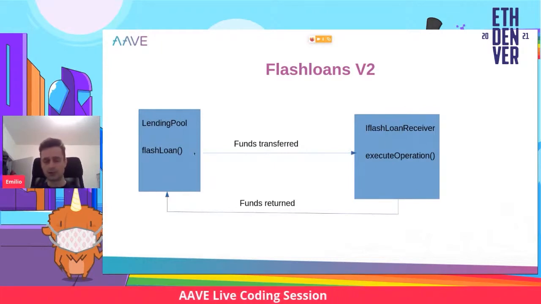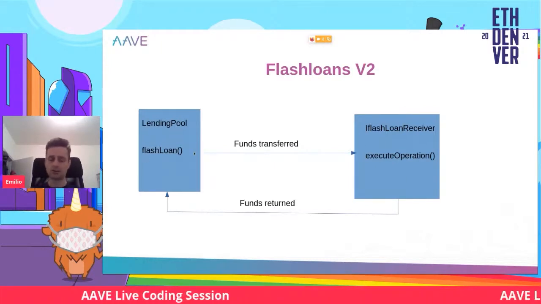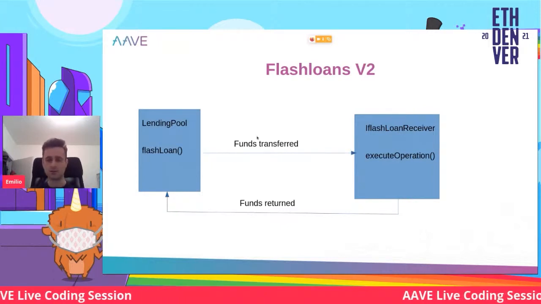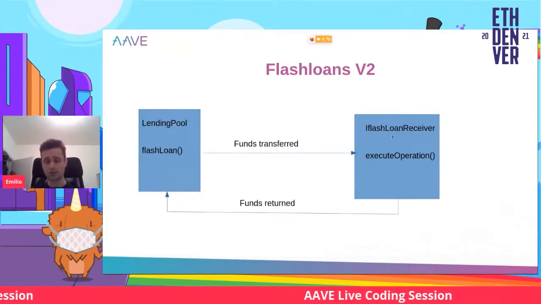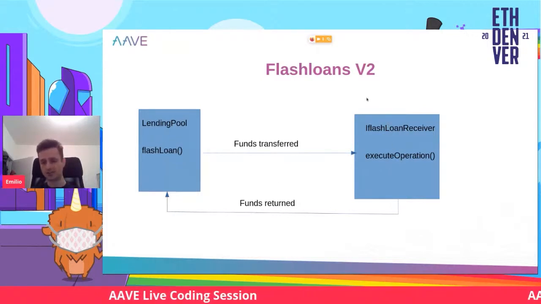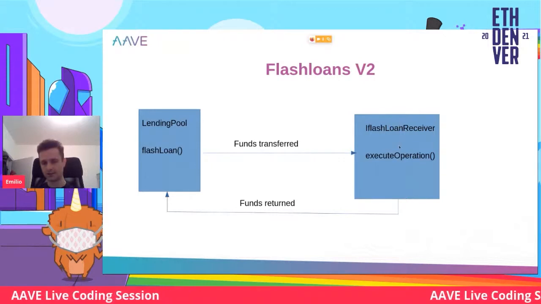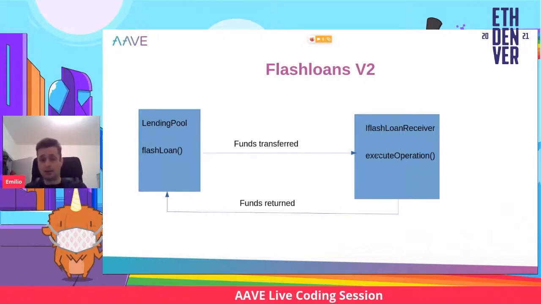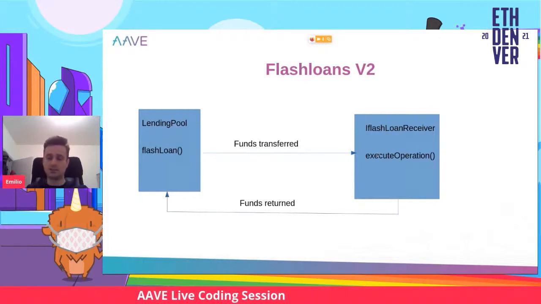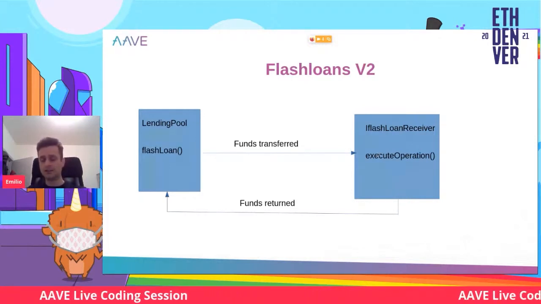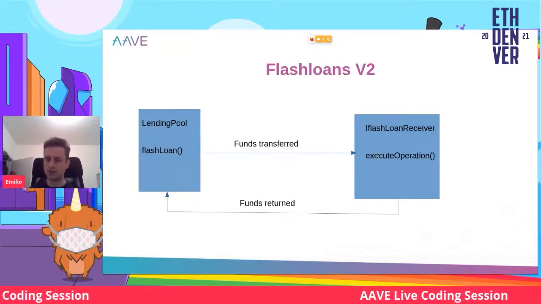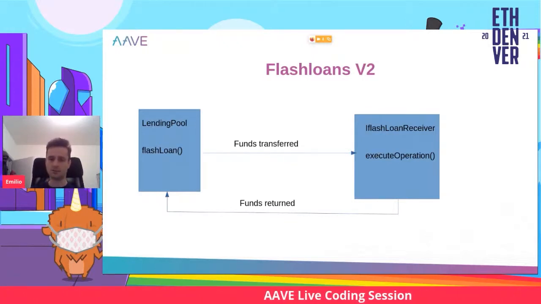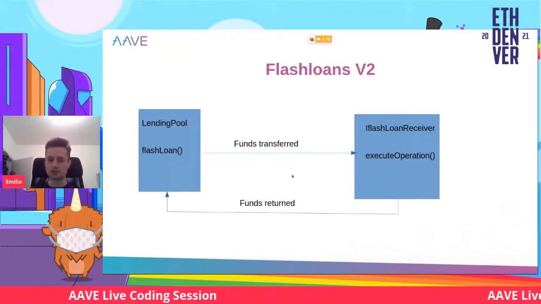If you are familiar with the concept of ERC20 approvals, what happens is that this contract approves the lending pool to essentially withdraw the funds from the flash loan receiver, the funds that we used for the operation to be complete and successful. So the architecture is quite simple. We have this interaction between two contracts.